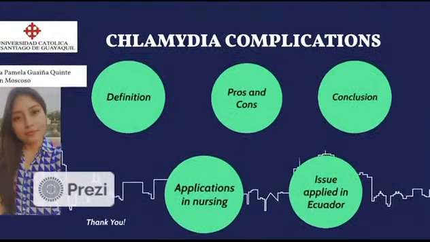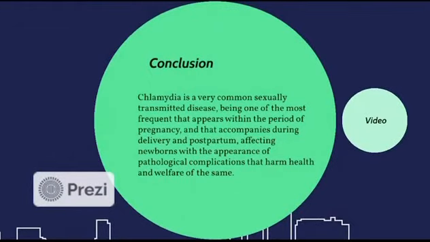In conclusion, chlamydia is a very common sexually transmitted disease, being one of the most frequent, and it appears during pregnancy, delivery, and postpartum, affecting the newborn with pathological complications that impact the health and welfare of the child.